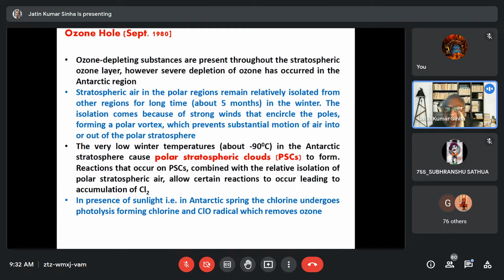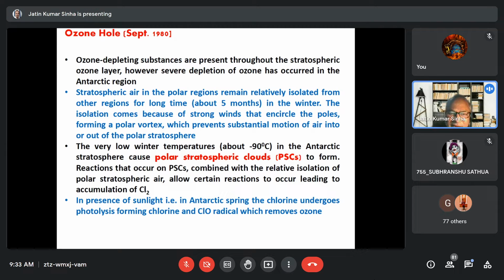So when the air is almost static for 5 to 6 months, then obviously the reactions that we discussed will happen very frequently, and they will start to remove this ozone. So that's why we observe this depletion of the ozone layer in the Antarctic region, or the polar region, you can say.